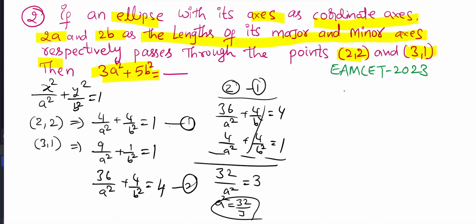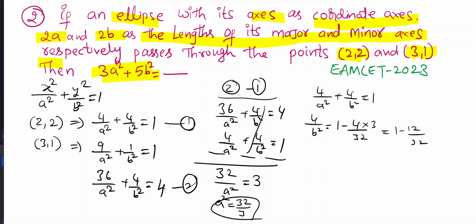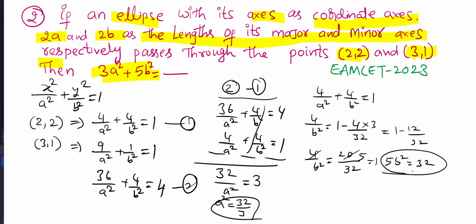And now find b². Substituting this value in the first equation, 4/a² + 4/b² = 1. From this, 4/b² = 1 minus 4/a². a² is 32/3, so that is 4 into 3 by 32, which is 12/32. So 4/b² = take LCM, (32 minus 12)/32 = 20/32. Here 4 and 5 times cancel. From this, 5b² = 32. So this is the 5b² value.